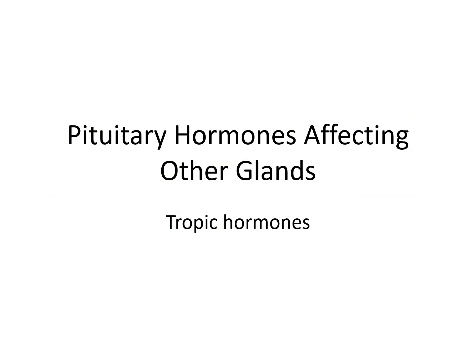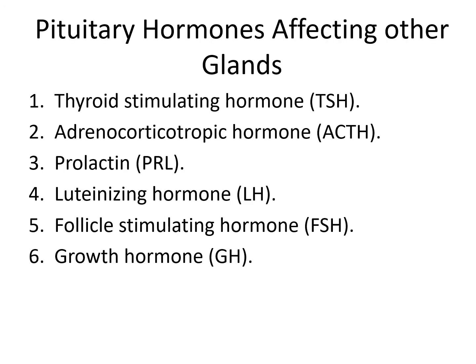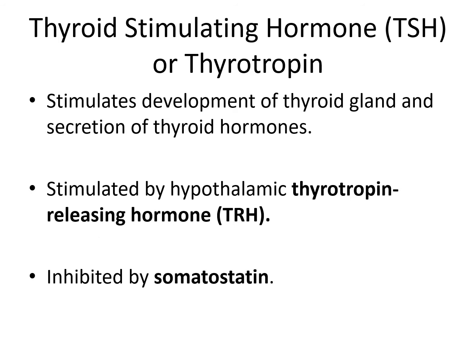The pituitary hormones themselves affect other glands. As we mentioned, these are called tropic hormones, where hormones of one endocrine gland affect the secretion of other endocrine glands. And here are some examples of pituitary hormones that affect other glands. We have thyroid stimulating hormone, or TSH, Adrenocorticotropic hormone, or ACTH, Prolactin, Luteinizing hormone, Follicle-Stimulating Hormone, and growth hormone. So we'll talk a little bit about each one.